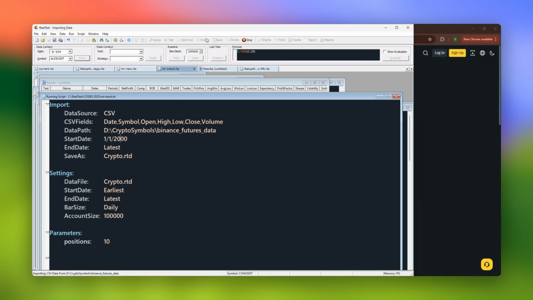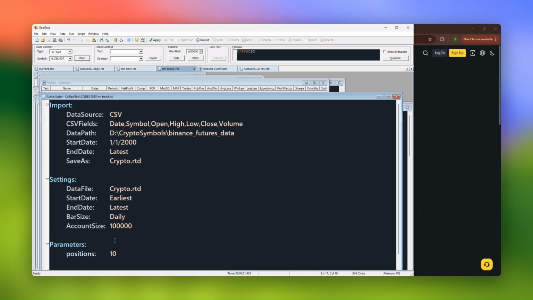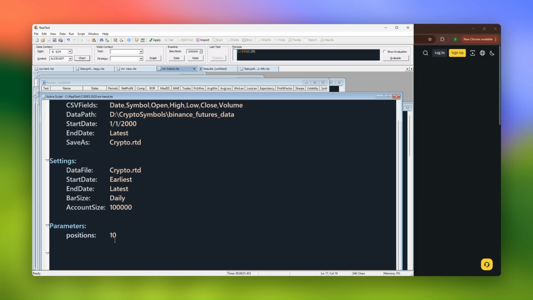So here we have the futures data we downloaded earlier. You can grab the same symbols and CSVs from the link in the description. So let's dive in. First, we load our downloaded trading symbols. Then we click import. Now we adjust our data parameters. Right now, I'm setting positions. This means the maximum number of positions the strategy can hold. Let's go step by step.